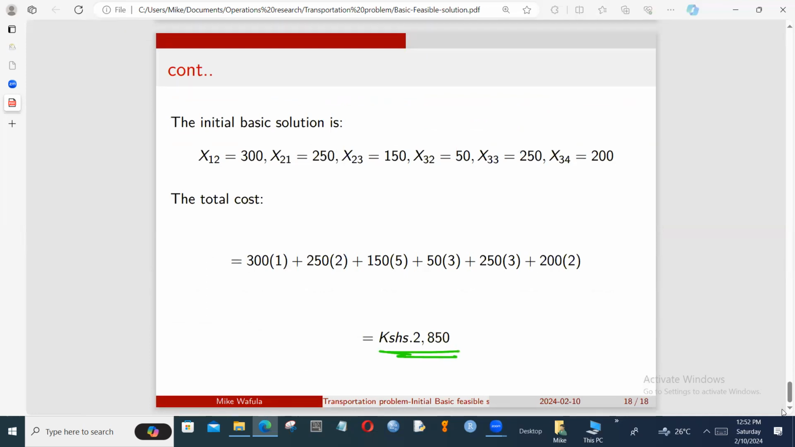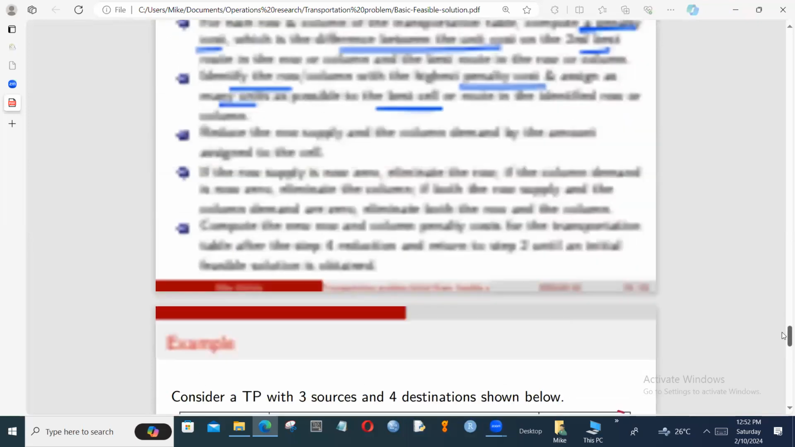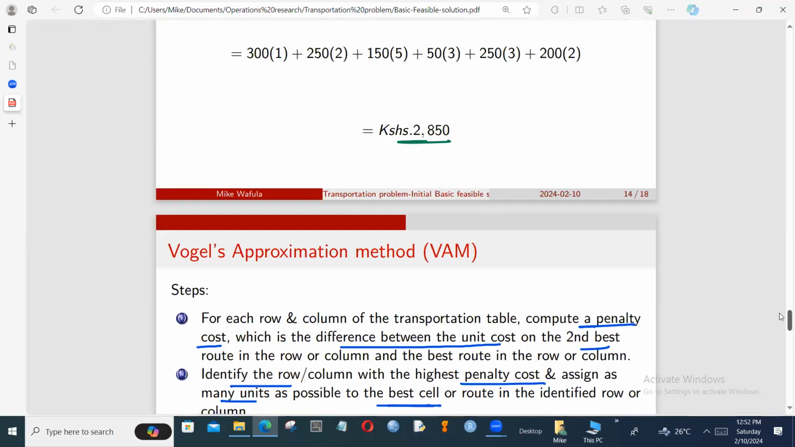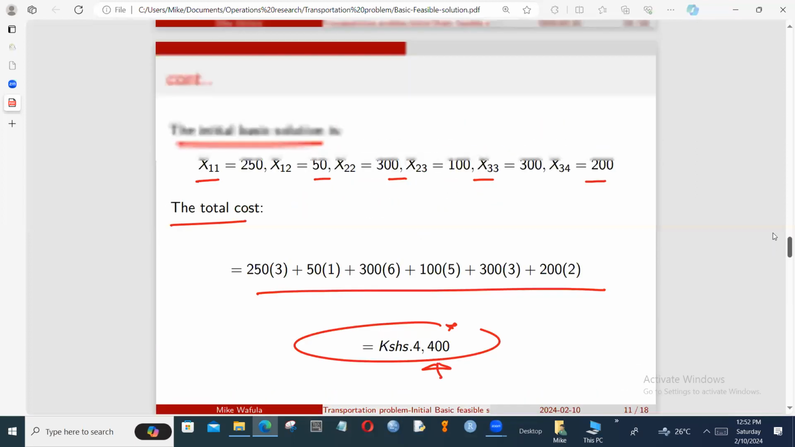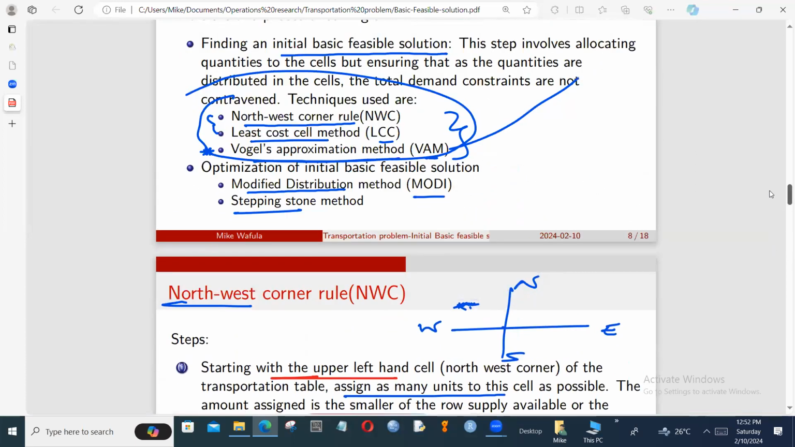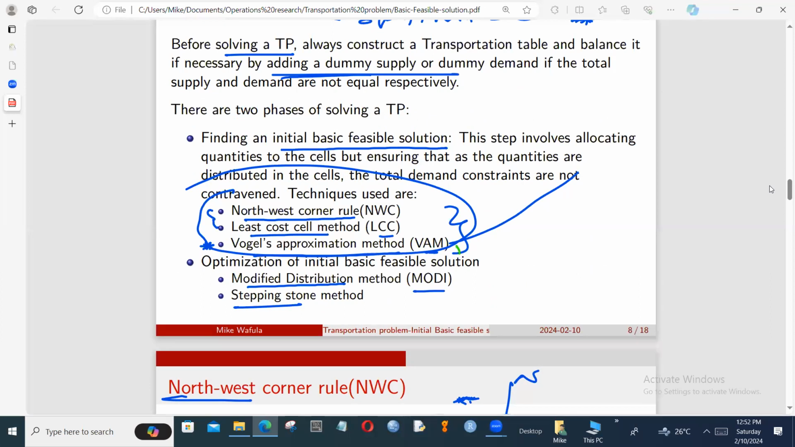So I said VAM method is a bit special when I was mentioning among the methods of determining the basic feasible solution on this particular slide. With VAM method, one thing I'll say is that, yes, it gives us the basic initial feasible solution, but the value it gives us is actually optimal again at the same time.